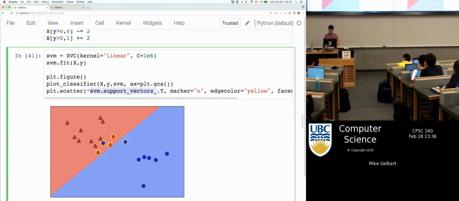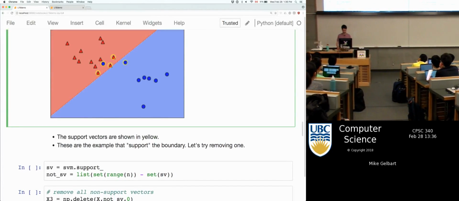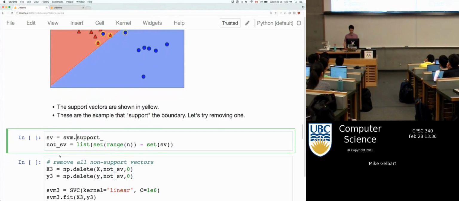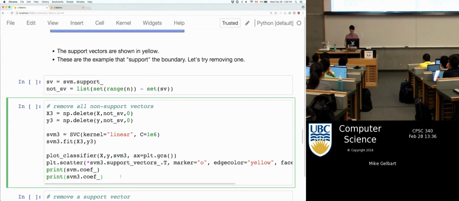But check this out. I'm claiming that, so I'm going to make a list of support vectors and not support vectors. And here's what I'm going to do. I'm going to make a new data set where I'll just delete all the points from the training set that were not reported to be support vectors, aka those things way out here. And here's the key lines, okay? I'm not lying. I'm training this thing on the new data set with all those points deleted. And then I'm going to plot that thing, SVM3.